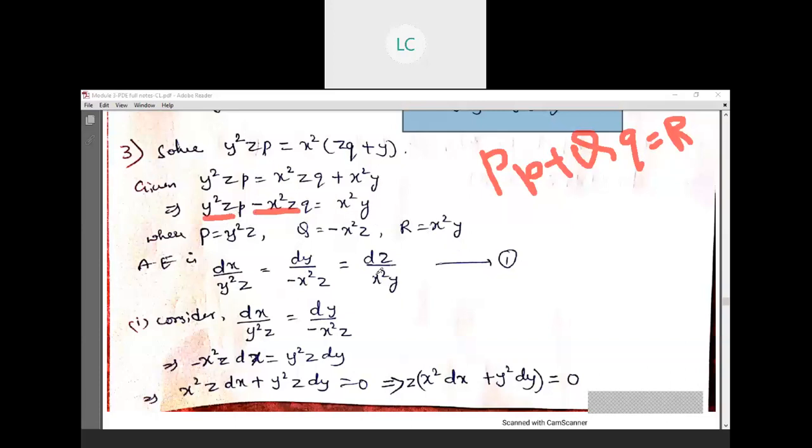Now consider the auxiliary equation: dx by P, dy by Q is equal to dz by R. Equation 1. Now consider two pairs. Observe here which suits we have to choose. So dx by y square z is equal to dy by x square z. Suppose I choose these two as the first pair, because we have the derivatives dx and dy only. Here we have z on both sides, so in the denominator we can cancel it.